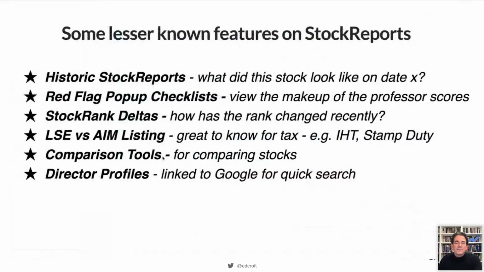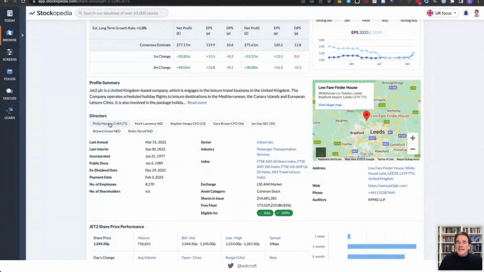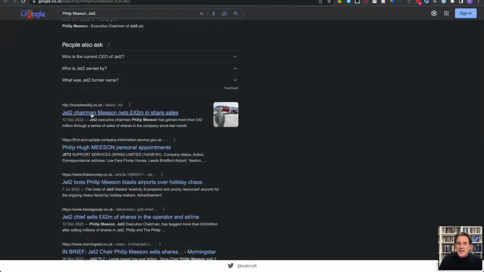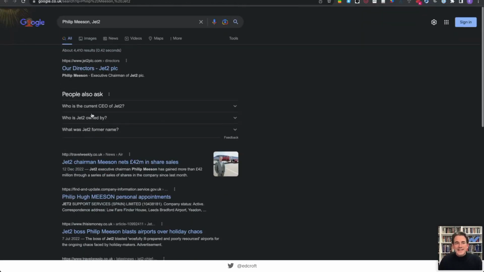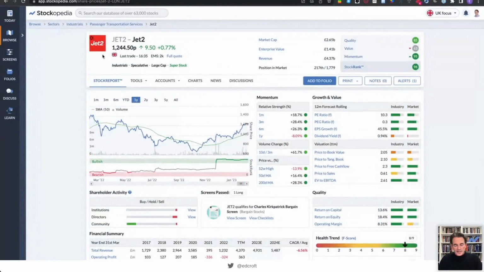And just one thing on director profiles. Each of these is a link, so if you want to, you can click and find out more about that director. We've linked here with a Google search, and you can see, well, there's Travel Weekly: Jet2 chairman nets 42 million in share sales. So you can go and find out more about them. Often there's a LinkedIn, and there's more profile information on those directors. It's quite good research, that.